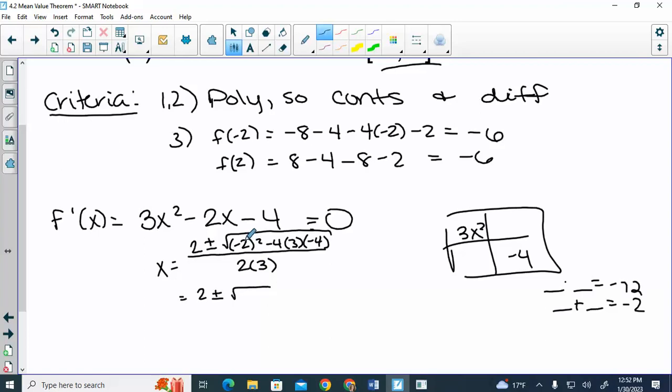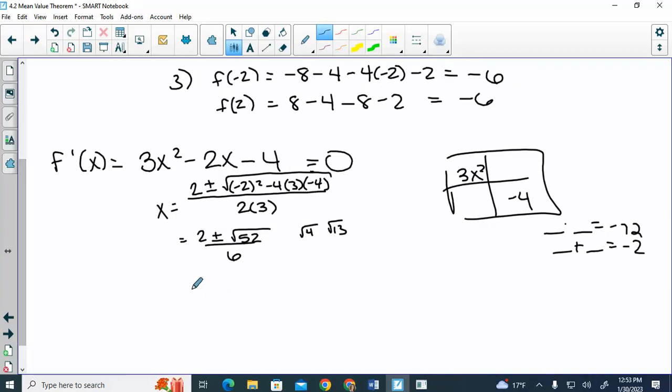So that's 4 plus 48. 52. We have to break down 52. Let's see, that's 4 and 13. Square root of 4 is 2. Divide everything, so we get 1 plus or minus the square root of 13 over 3.